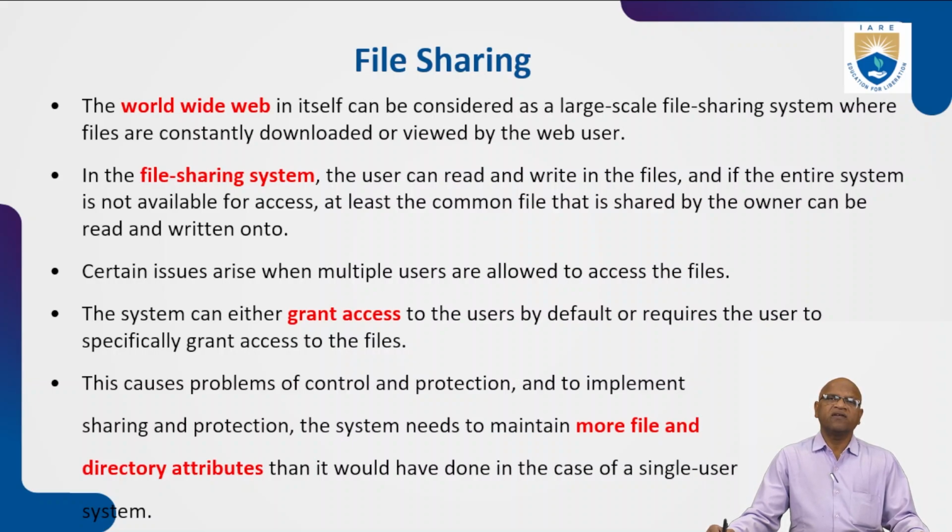Certain issues arise when multiple users are allowed to access the files. So the system can either grant access to the users by default or require the users to specifically grant access to the files. Once I upload one file, I should grant access to the other people to whom I sent it. So I should give the grant access. Otherwise, he can download, but he cannot open. That's what privilege is. This causes the problem of control and protection.